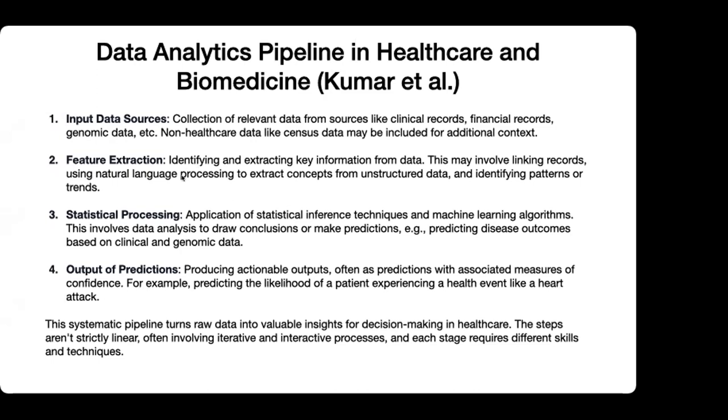Once features have been extracted, then various statistical inference techniques and machine learning algorithms can be applied to the data. And then, of course, the final step in the pipeline involves producing actionable output, often in the form of predictions with associated measures of confidence. So this might involve, for example, predicting the likelihood of a patient experiencing a particular health event, such as heart attack or stroke. So that's why this is very, very important.